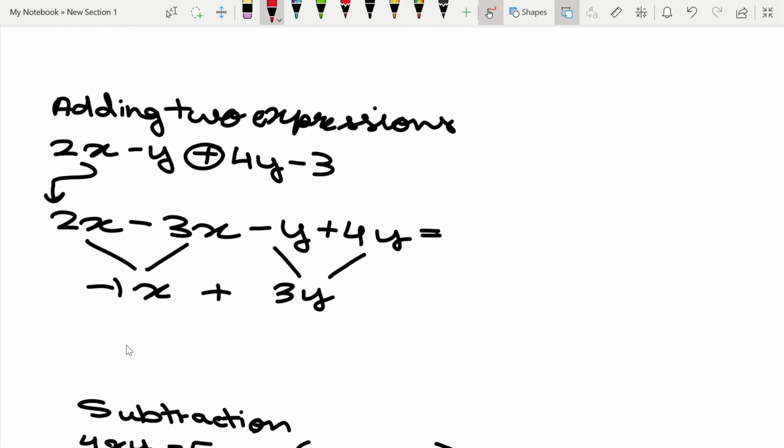Adding two expressions. So here I've got two expressions, which is 2x minus y and 4y minus 3. So right now I'm adding those expressions. First you want to keep all the like terms together so it will be easier to solve. So 2x minus 3x is equal to minus 1x because I've grouped them at one spot, and minus y plus 4y is going to be 3y.